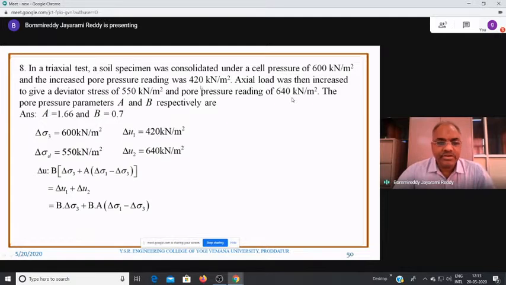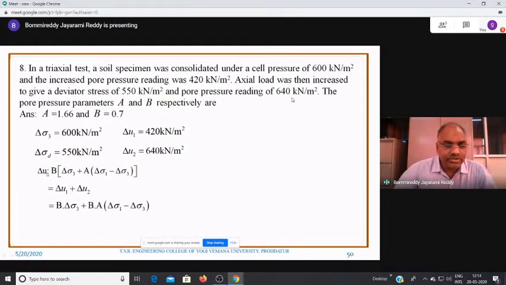Axial load was then increased to give a deviator stress, that is delta sigma d, of 550 and a pore pressure reading of 640. That means delta U2 is 640. So originally, because of the cell pressure, this is the pore pressure delta U1. Now because of the deviator stress, the pore pressure is delta U2. The pore pressure parameters A and B are respectively. What is A and what is B?